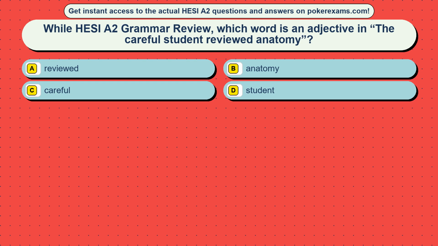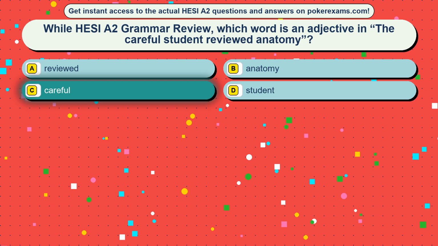While HESI A2 Grammar Review, which word is an adjective in the careful student reviewed anatomy? Option A, reviewed. Option B, anatomy. Option C, careful. Option D, student. The correct answer is option C, careful.